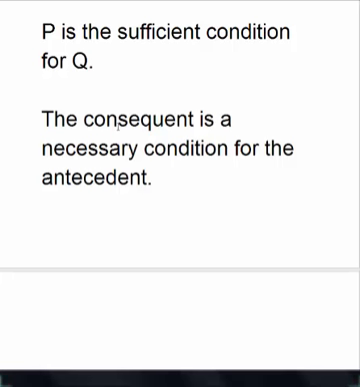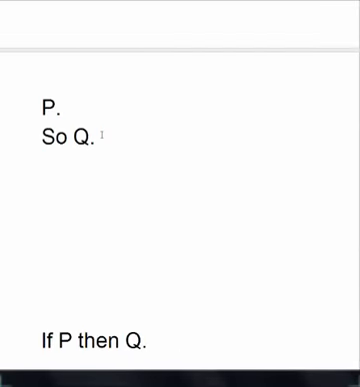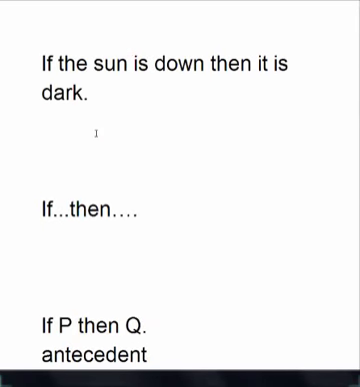Let's go back to our particular example up here again. If the sun is down, then it is dark. Now, in that conditional, it is dark is a necessary condition for the truth of the sun is down. Now, think about it. We said that if the sun is down, that guarantees that it's dark. But the sun being down is not a necessary condition for it being dark, because there's other reasons for it being dark. The sun could be up, and it could still be dark. Right?